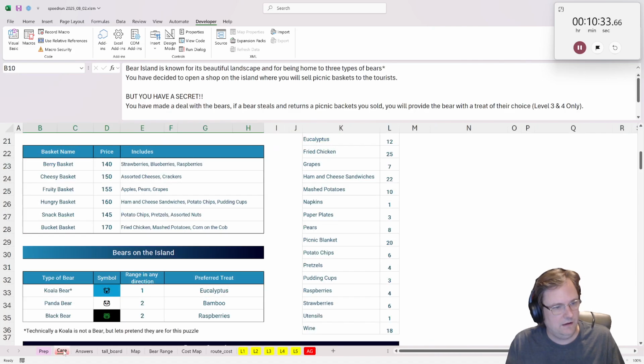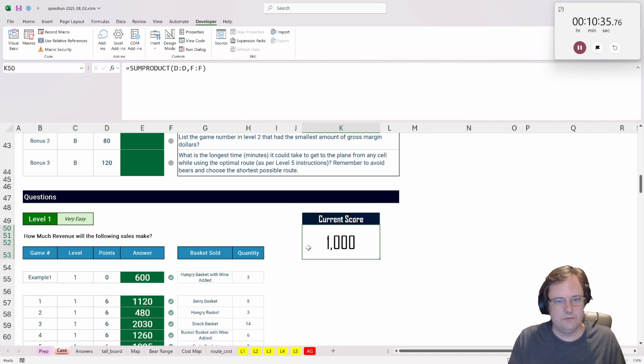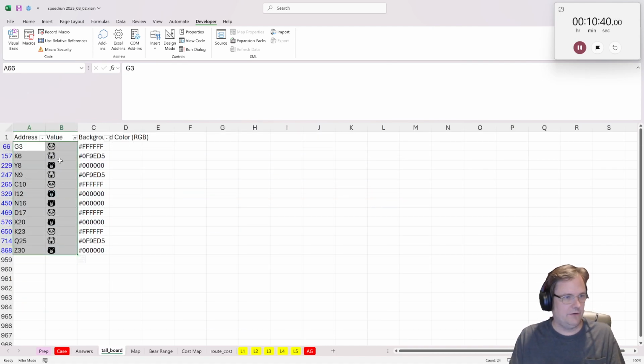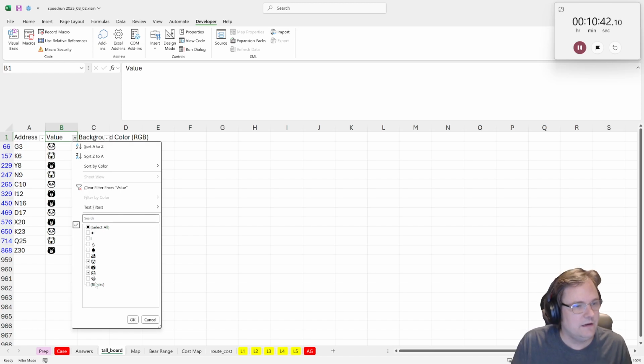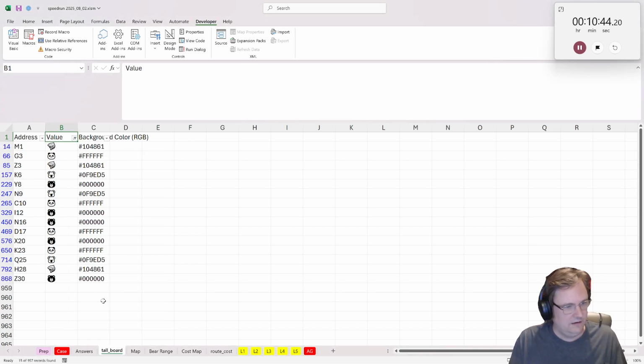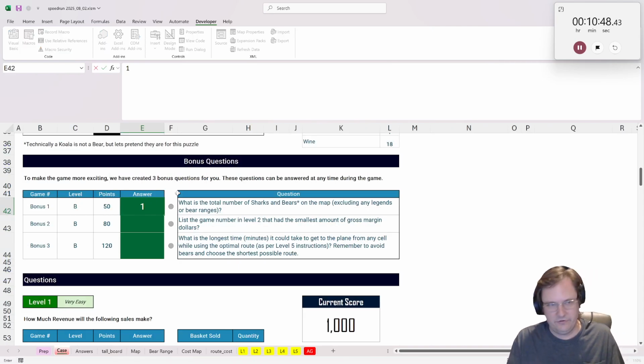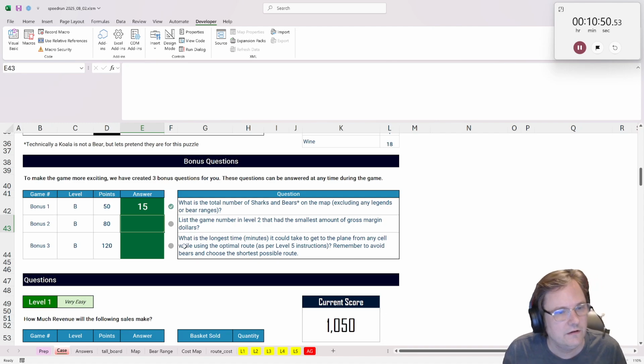Fill that in and check we're right so far about everything. So we'll do the bonuses. Sharks and bears, I've almost got that here. I got the bears already. Let me add some sharks. And here it tells me 15 rows. So 15 sharks and bears.